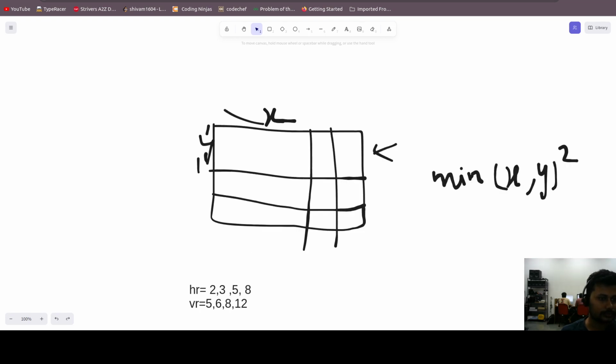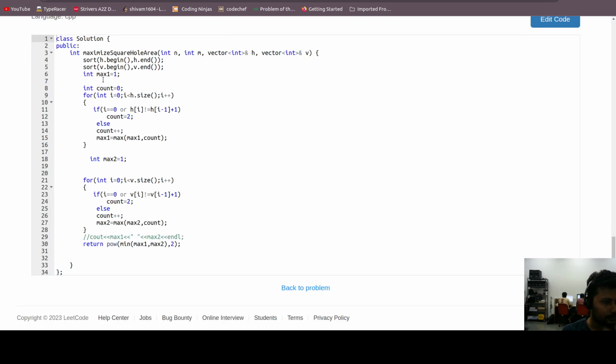So here is the code for the same. Sort both the arrays, and after sorting find the maximum consecutive length a plus 1. In the same way, find the maximum vertical length a plus 1, and find the minimum of both, to the power 2. This will give you the result.